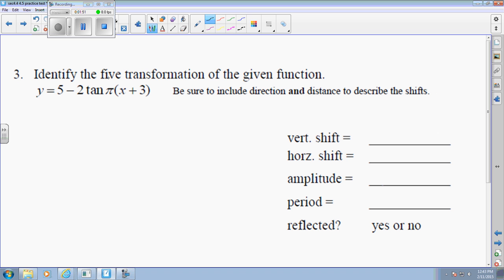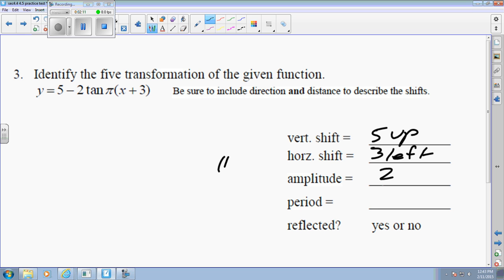Number 3, we're doing the same thing with the tangent function. Since it's already in standard form, we're going to say our vertical shift is 5 up, our horizontal shift is 3 left, our amplitude is 2. Notice that even though it's negative, we never use a negative for amplitude.